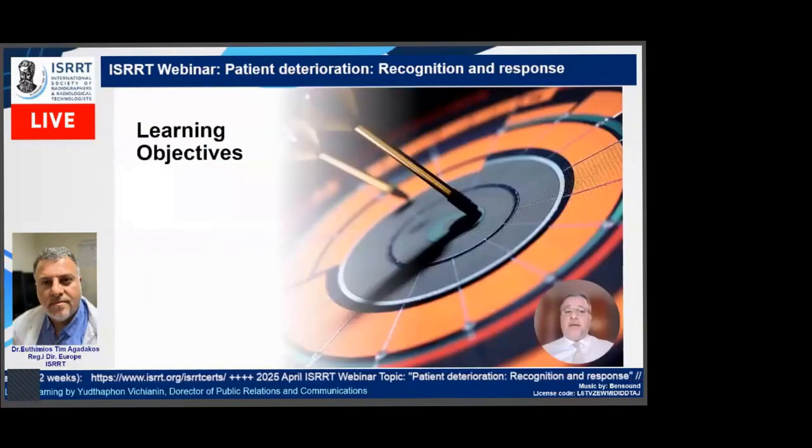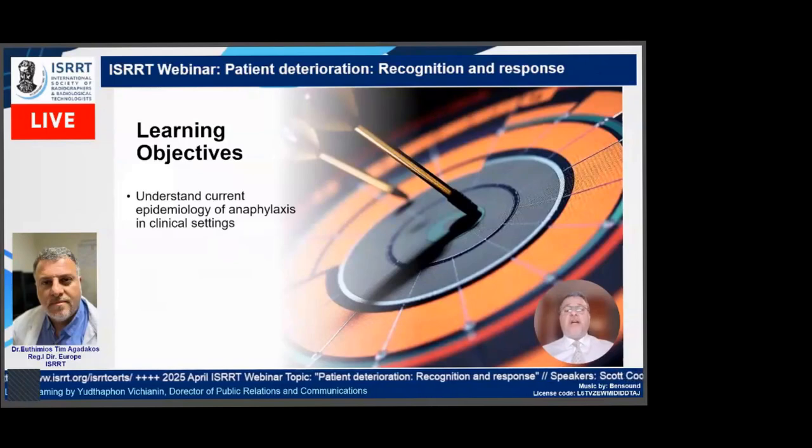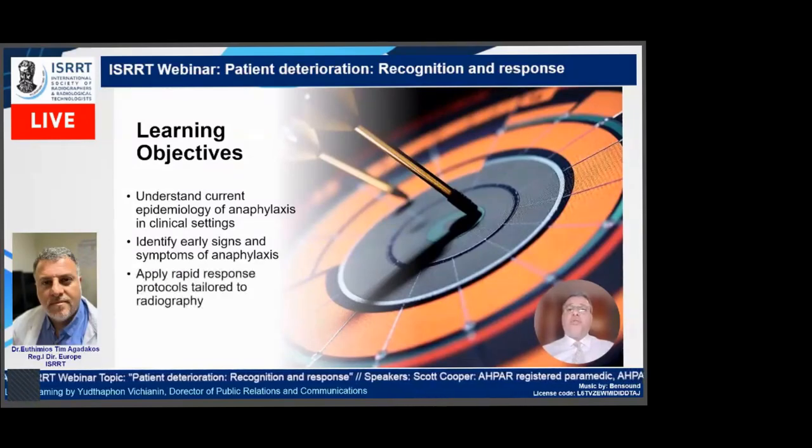Today's objectives are clear. First, we'll set the context with epidemiology, what's changing and why it matters in medical imaging. Then, we'll zoom into what to look for, the early signs and red flags. We'll walk through contrast-induced anaphylaxis, emergency response steps, and how radiographers should document and escalate appropriately.